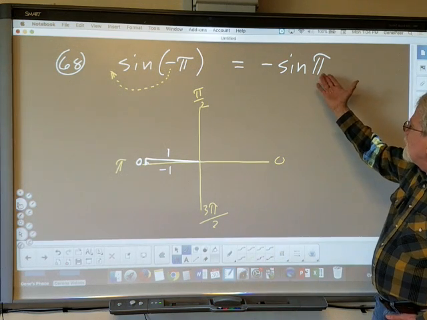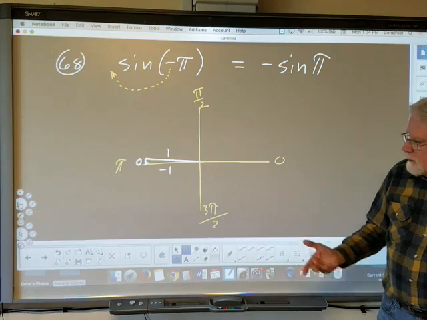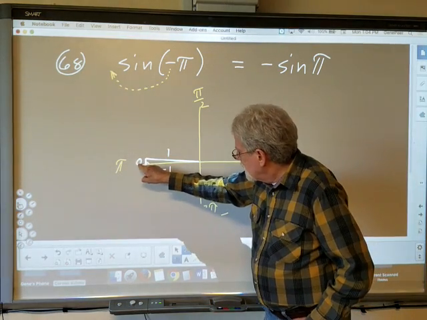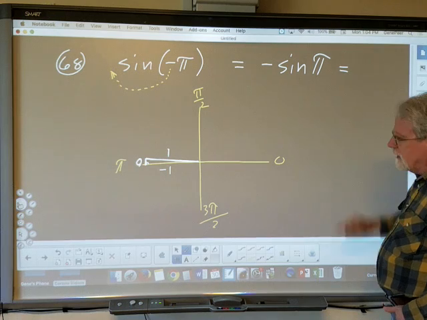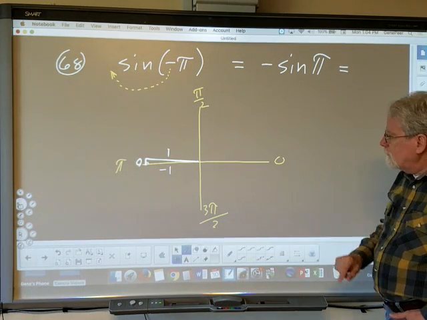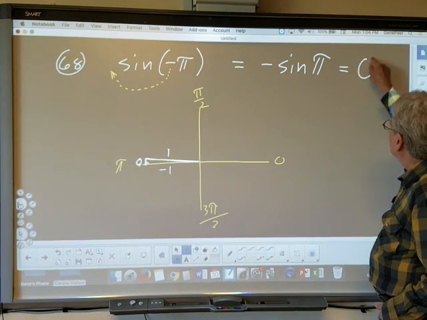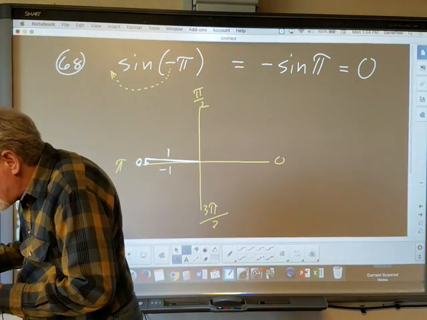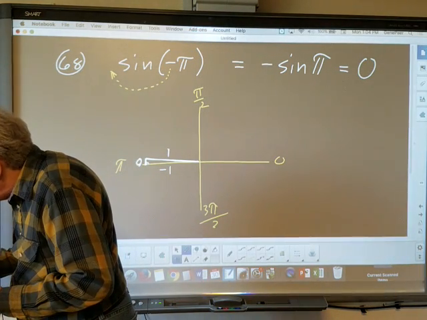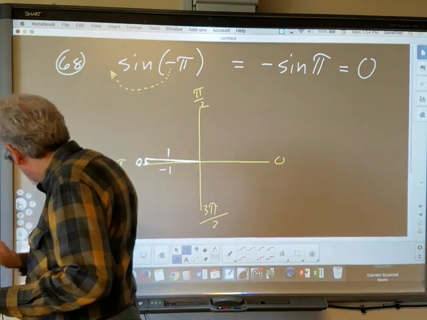So what is the sine of pi? Sine is opposite over hypotenuse. Opposite over hypotenuse is 0. Then take the opposite of 0. Hey, wait a minute. Isn't the opposite of 0 simply 0? Yes. You get 0 for number 68. And number 72.